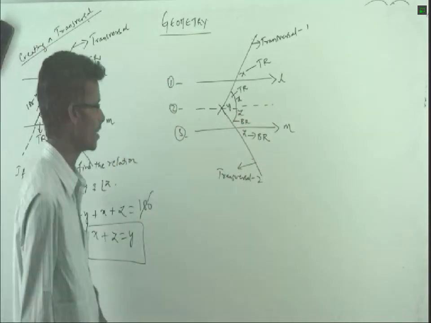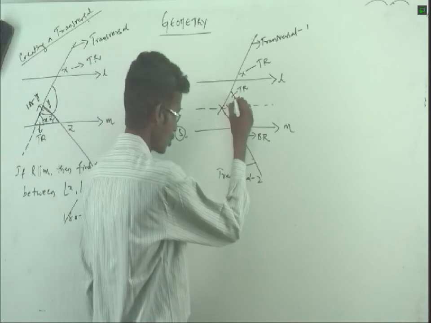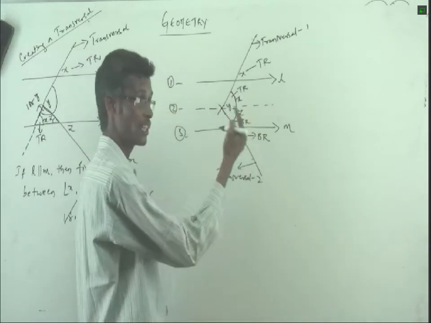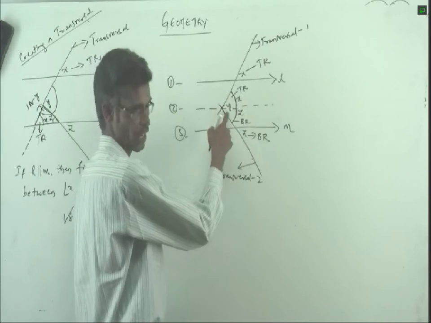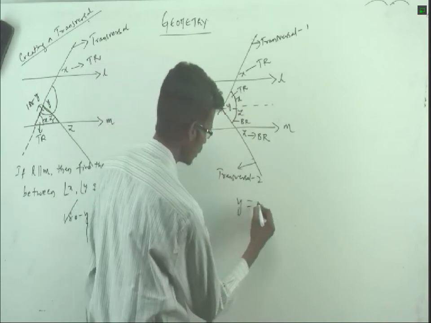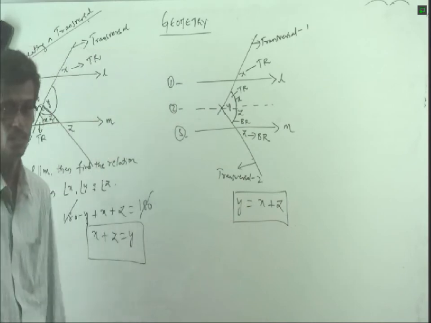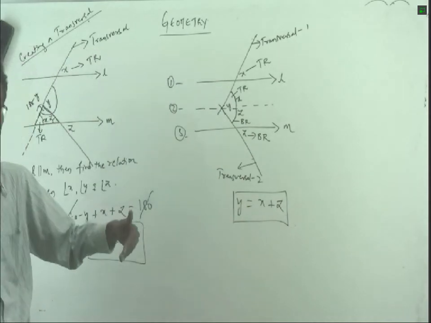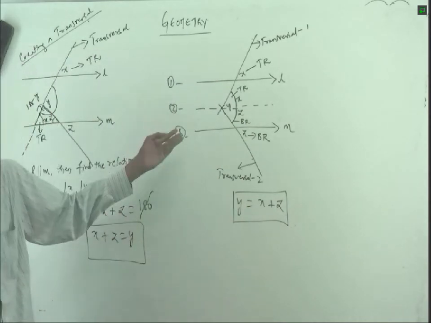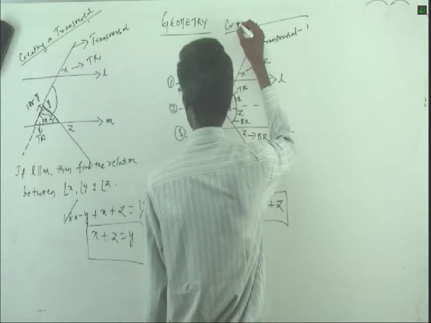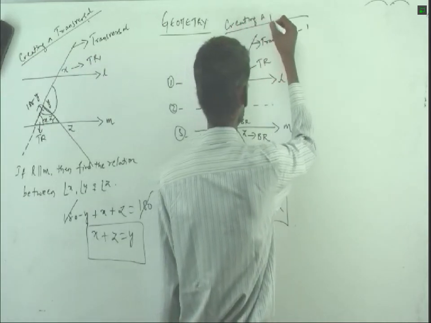So according to our analysis, this total angle is X plus Z. But according to the given problem, this total angle is what? Y. So obviously Y is equal to X plus Z, which is the required relationship between the three angles. In this method, what we have done is, we have created a parallel line. So this method is called creating a parallel line.